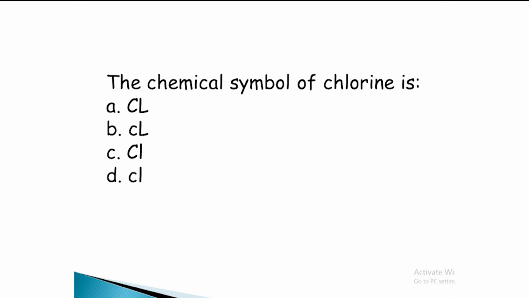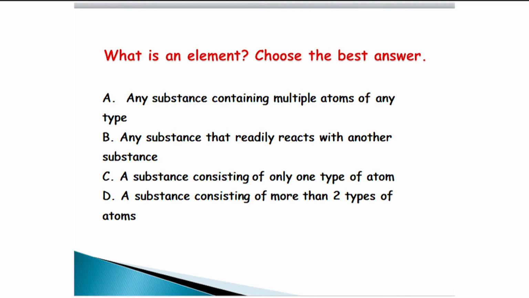What's the chemical symbol of chlorine? When we have two letters which stand as a symbol of one element, always the first letter must be capital and the second small. Accordingly, the right answer is choice C. What is an element? If your answer is choice C, you're correct. An element is a substance consisting of one type of atom.